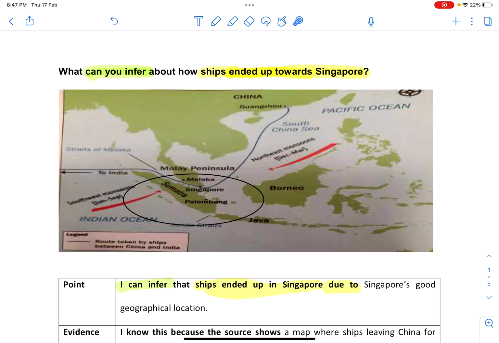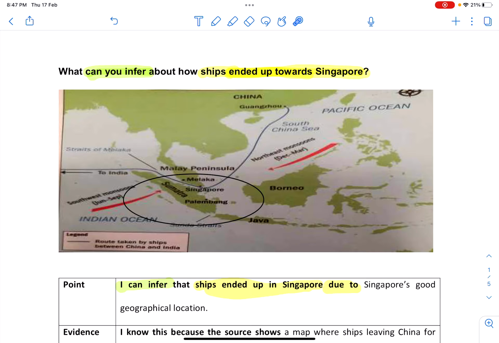In this source, you can clearly see southwest monsoon wind is moving from here to here. Then you can also see northeast monsoon wind, which is moving in this direction. So one wind is moving here, one wind is moving here. And you can tell that this will help the ships to move from India all the way to China. Alright, so the wind can actually assist the ships to move.